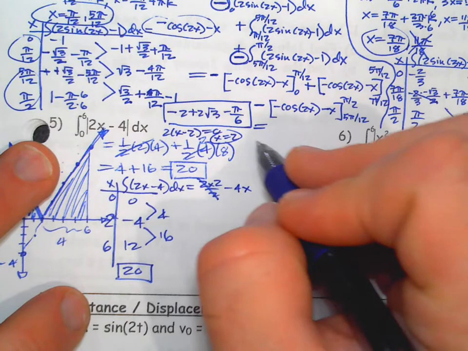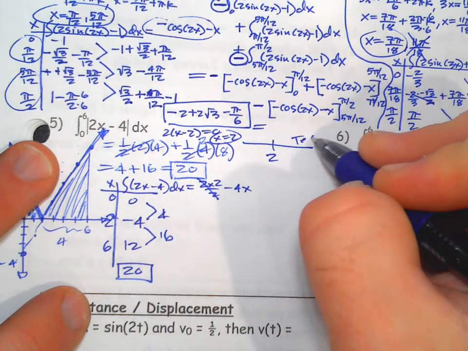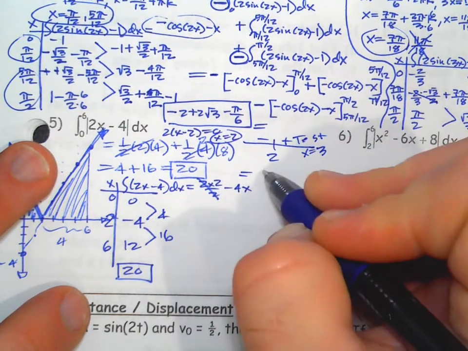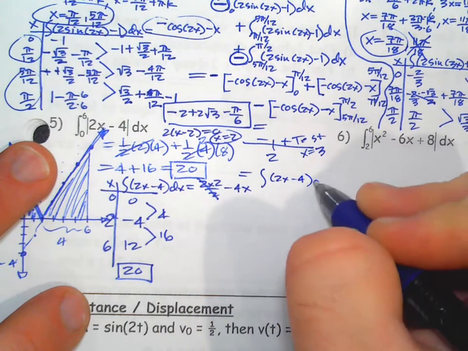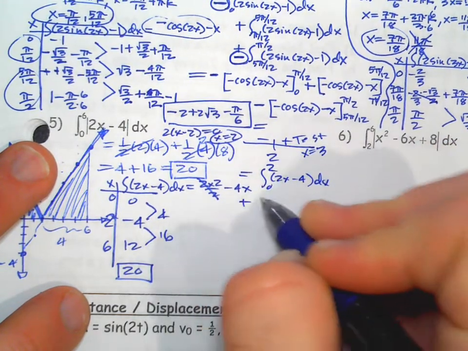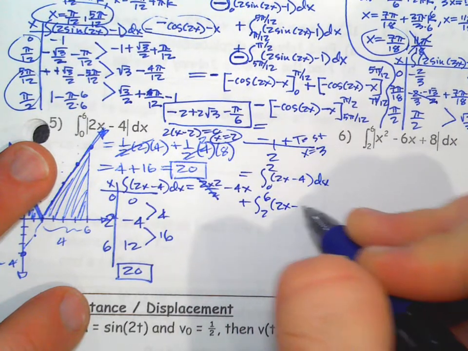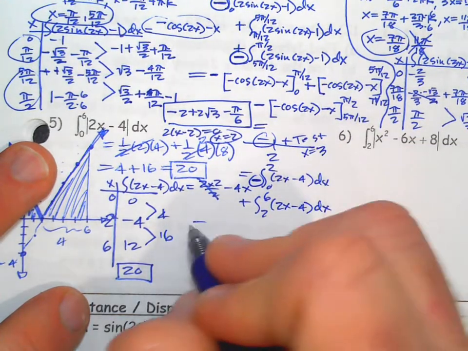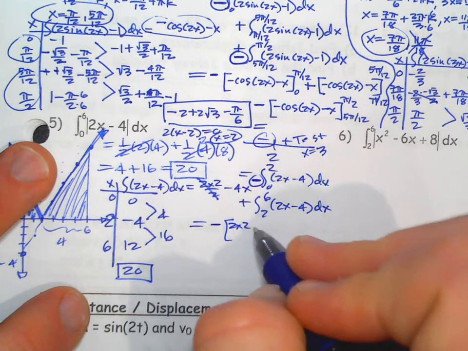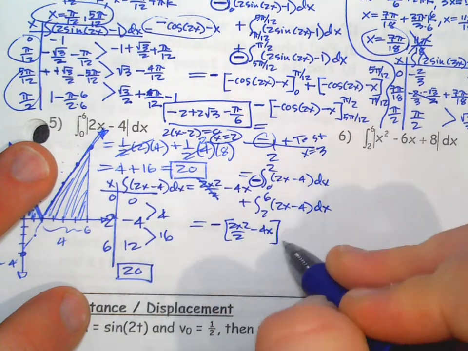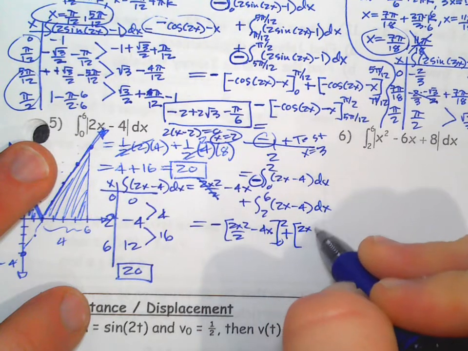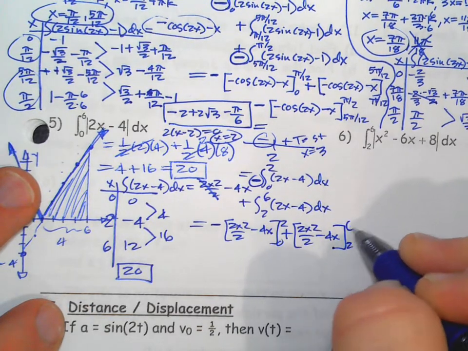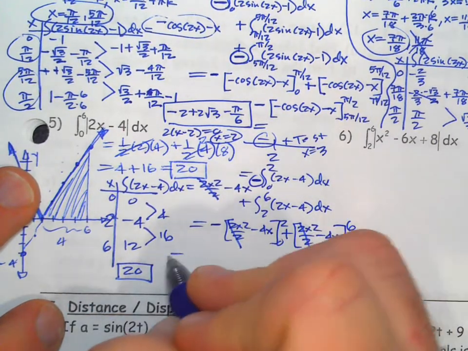Alternatively, you would do a line check and find positive, negative, and rewrite this as the integral of 2x minus 4 from 0 to 2 and 2 to 6 without absolute values. That's the whole point of this. Fix this, make it negative because it was negative. Find the antiderivative, 2x squared over 2 minus 4x. Plug the values in, plug limits in.